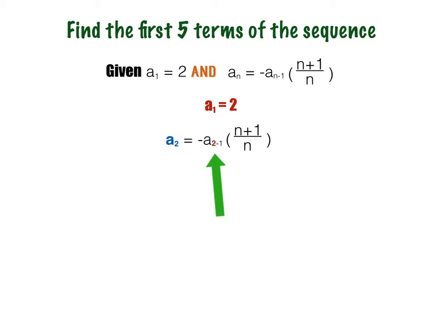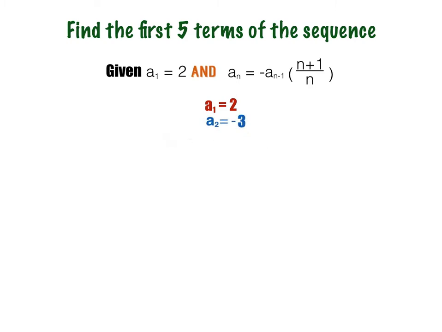So I had negative a sub 2 minus 1, which is a sub 1, and I already know the value of a sub 1, which is 2, so I can go ahead and replace it. And recall that I have that negative sign in front, so that's going to be negative 2. Then I have 2 more n's in the other grouping symbol, so I need to replace those with 2 also. Now this is just simple algebra. 2 plus 1 is 3, divided by 2, and to simplify this, I can cancel out my 2's, leaving me with negative 3. And that's the value of a sub 2.